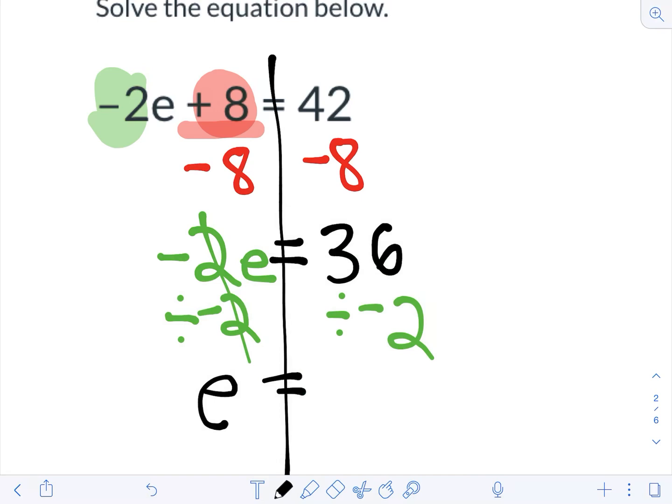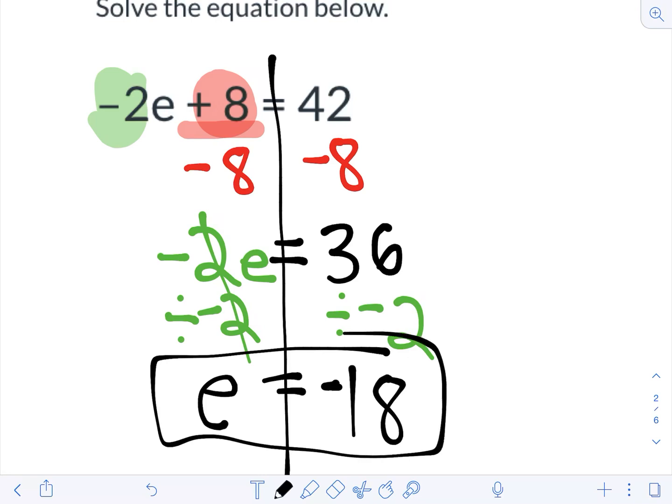So 36 divided by -2 is going to give you a -18. And that's your answer.